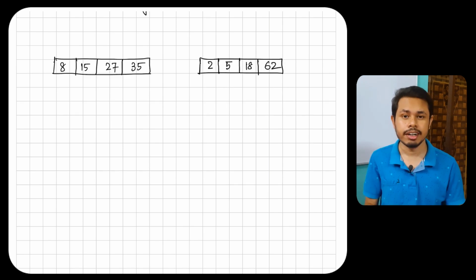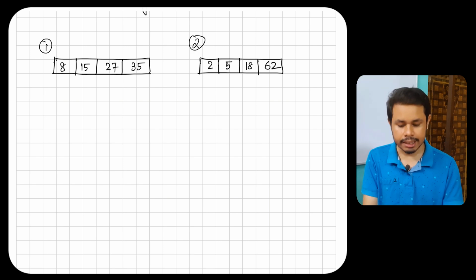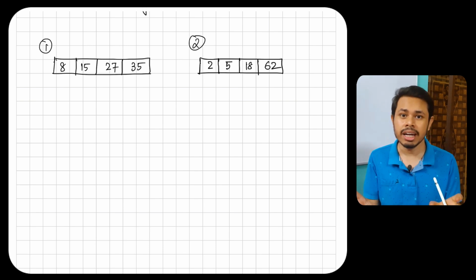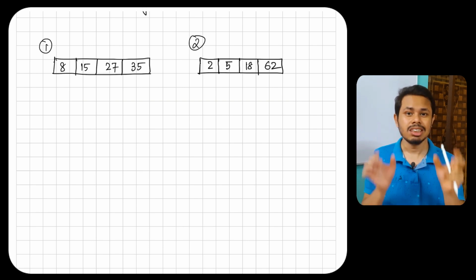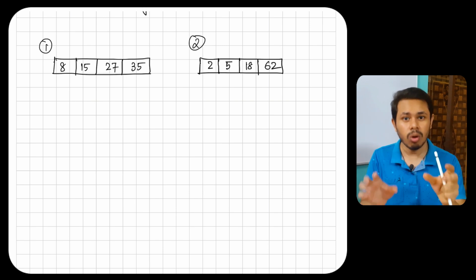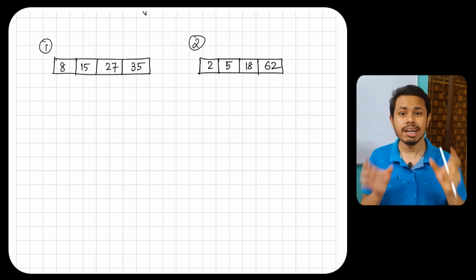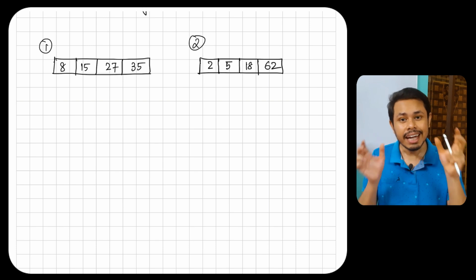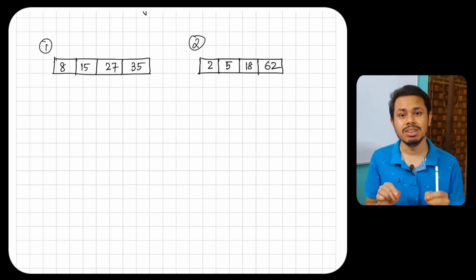Let's say we have two different already sorted arrays: this is array 1 and this is array 2. 8, 15, 27, 35 is already sorted, and 2, 5, 18, 62 is already sorted. Now, how can we make another big array which consists of all the elements of these two arrays, all 8 elements, 4 from array 1 and 4 from array 2, combined into a single array so that the bigger array would be sorted? Let's find out how we can do that.